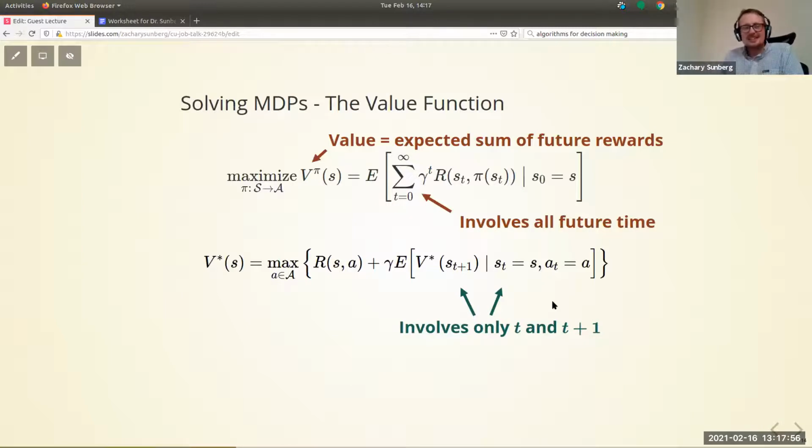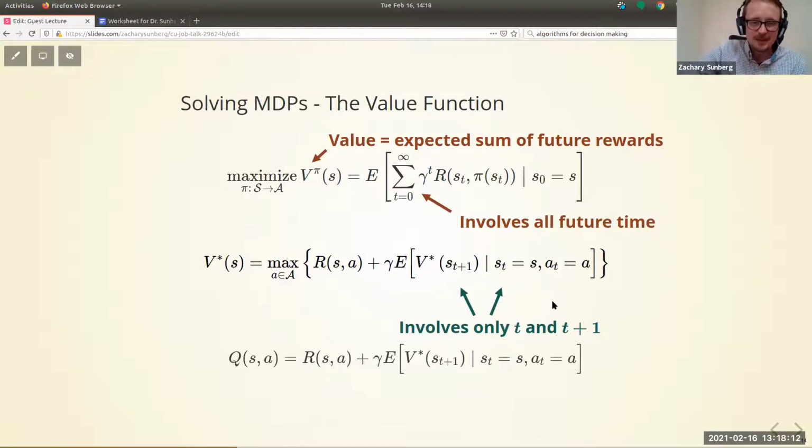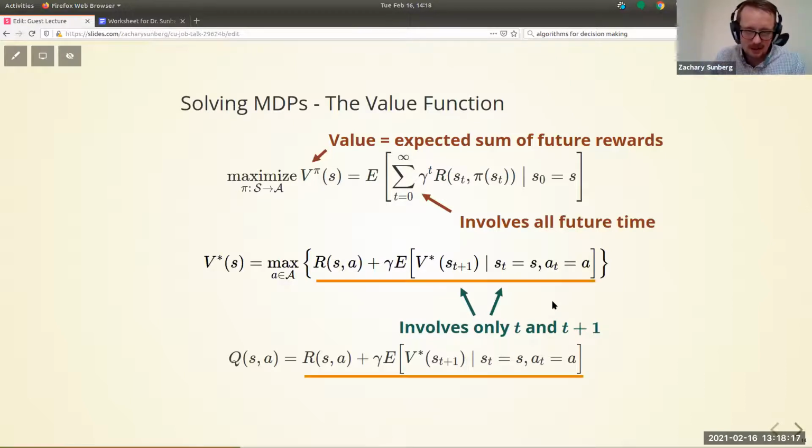So it involves the value at the current time and the value at 1 time step into the future. And this Bellman's equation allows us to break this huge problem of solving for all infinite time into the future into smaller problems.